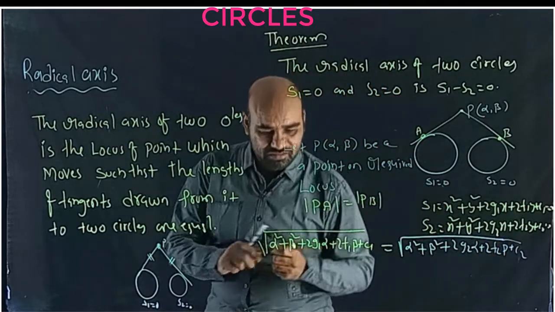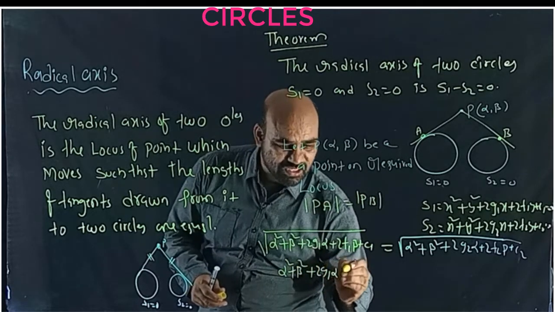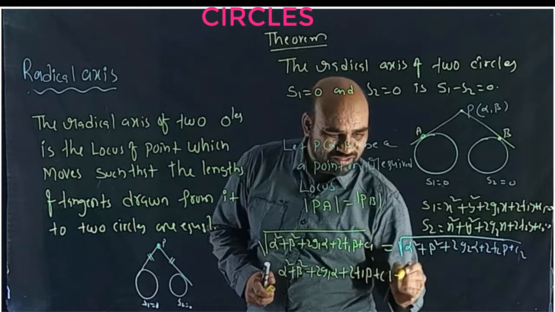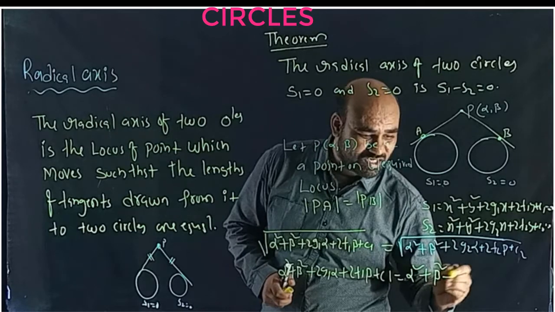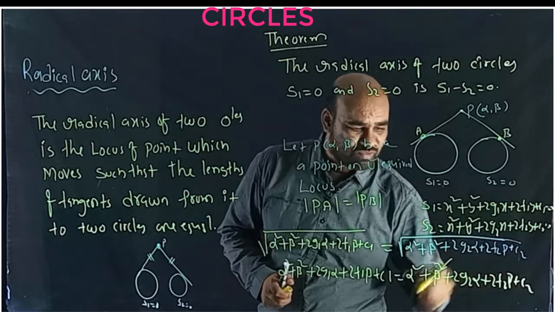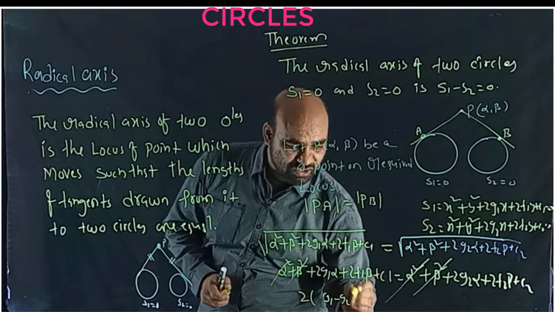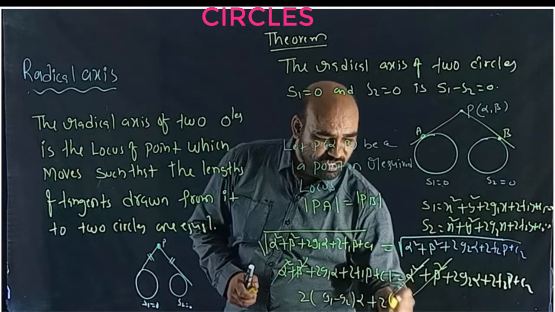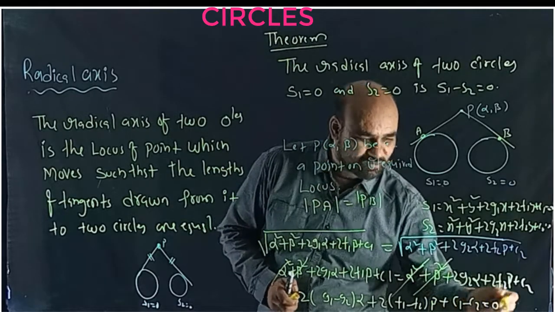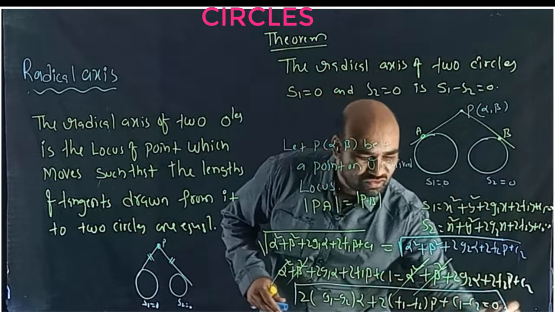Okay, squaring, alpha square plus beta square plus 2g1 alpha plus 2f1 beta plus c1 equal to alpha square plus beta square plus 2g2 alpha plus 2f2 beta plus c2. Alpha square and beta square get cancelled. So 2 times of (g1 minus g2) into alpha plus 2 times of (f1 minus f2) into beta plus c1 minus c2 equal to 0. So this is the locus equation.